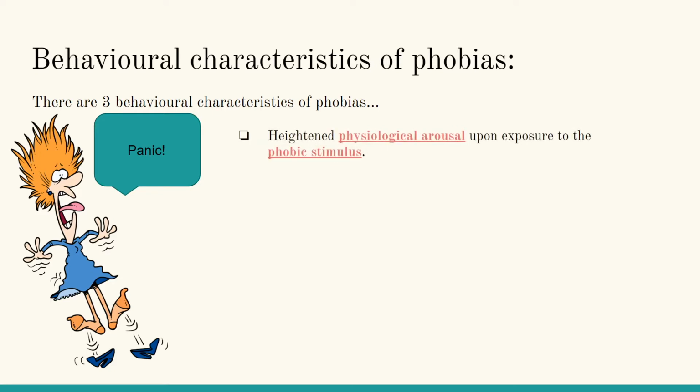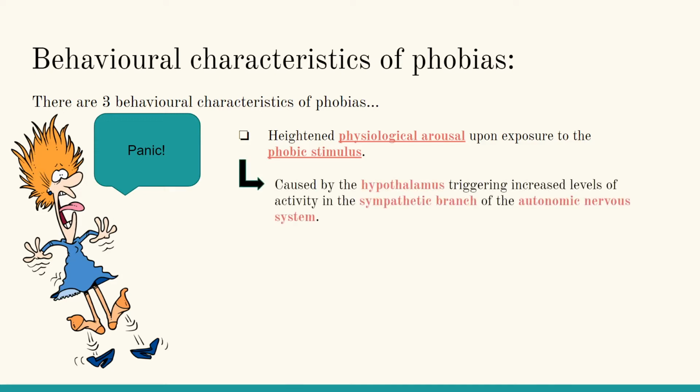So let's start with the first behavioural characteristic, which was panic, and explain what we mean by it. Panic is the heightened physiological arousal upon exposure to the phobic stimulus. It is caused by the hypothalamus, which is found in the brain, as this triggers increased levels of activity in the sympathetic branch of the autonomic nervous system. Now, do not stress about these terms, as this links to the topic of biopsychology, but I will give you a brief description of what this little paragraph means so that you can understand.